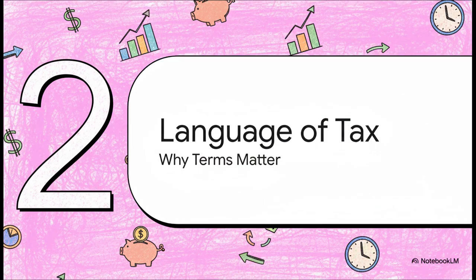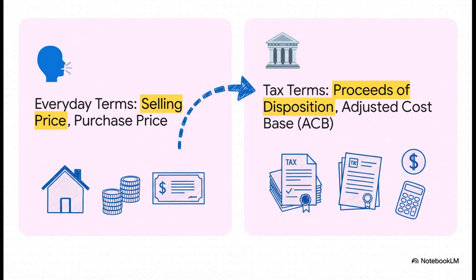Okay, so to really nail that formula, we need to speak the language of tax. And I can't stress this enough. The government uses very, very specific terms. They often mean something much broader than the words we use every day. So getting these definitions right is absolutely crucial. For example, you and I might just say selling price, but the correct tax term is proceeds of disposition. And there's a good reason it's a broader term. Same thing on the other side. We'd say purchase price, but the tax world says adjusted cost base, or ACB for short, because it covers more than just the price you paid.